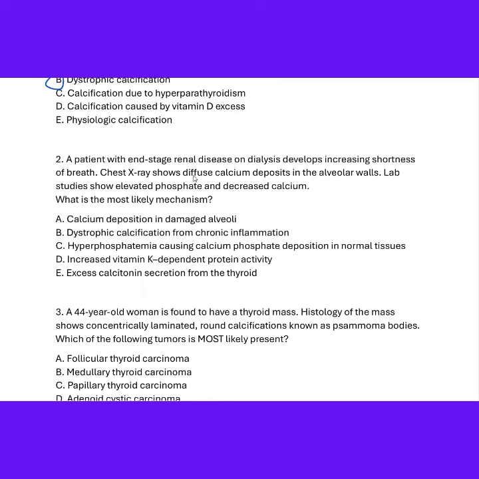A patient with end-stage renal disease on dialysis. And what do we mention about end-stage renal disease? It can lead to hyperphosphatemia, right? So those patients who have increased phosphates develop increasing shortness of breath. Chest X-ray shows diffuse calcium deposits in the alveolar walls. Lab studies show elevated phosphates and a decreased calcium. What is the most likely mechanism?